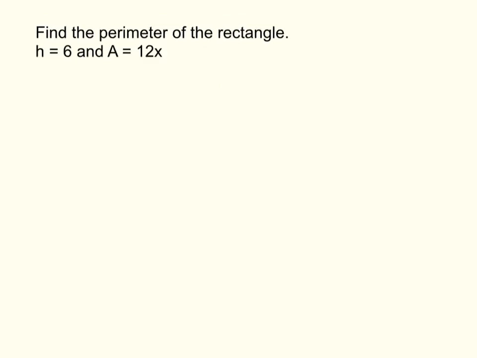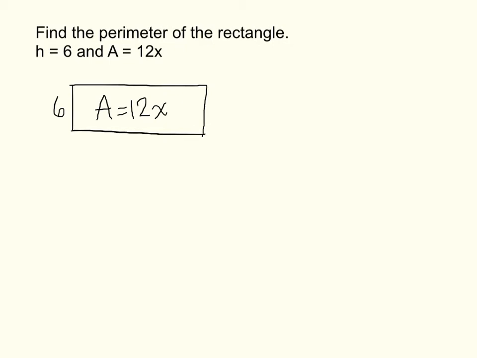So we have one more problem here. We're going to find the perimeter of a rectangle that has a height of 6 and an area of 12x. So if I wanted to draw a picture, I would write area is 12x in here. I know my height. I don't know my base yet. And what I need to do is find the perimeter, which is the length around the edge. So my first step is to find that base.